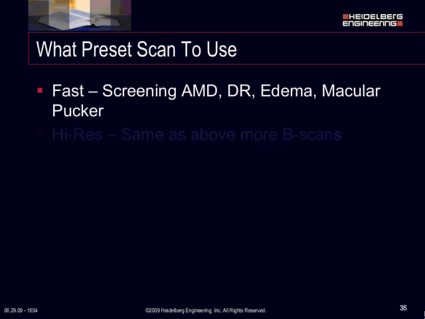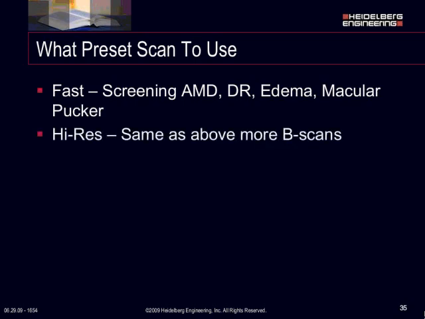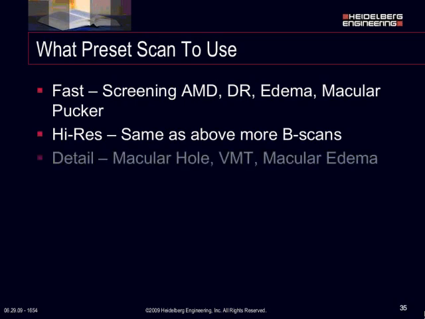High resolution is the same as the fast scan, but it just adds in more B scans so that you can get some extra slices. The detailed scan, as I mentioned earlier, is when you want to get an area of interest in a short amount of time. If you're looking for something small, maybe like a macular hole, you're interested in vitreomacular traction, or just macular edema, or just a small area that you want to get a really nice high detailed scan on.